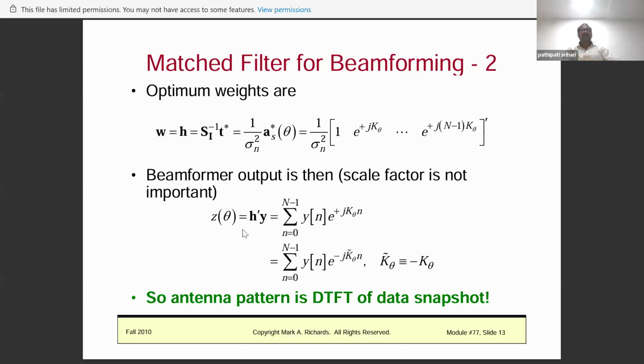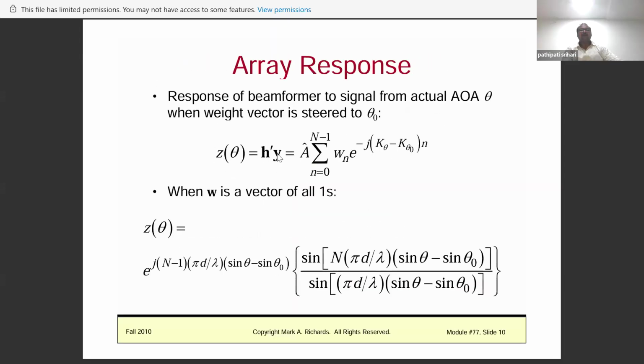So z of theta is H transpose Y, where Y is the data vector. If you look carefully at the H transpose Y equation, it is given as the sum from n equals 0 to n minus 1 of y n times e power j k theta n. This is how my z of theta looks, based on the previous expression.